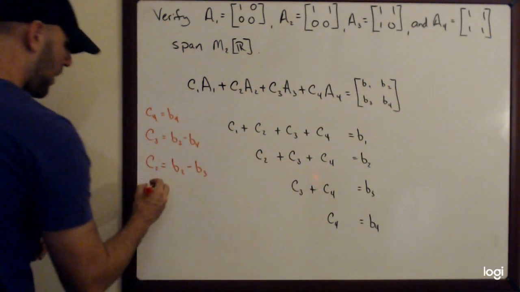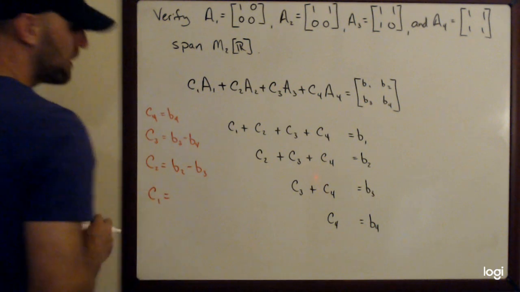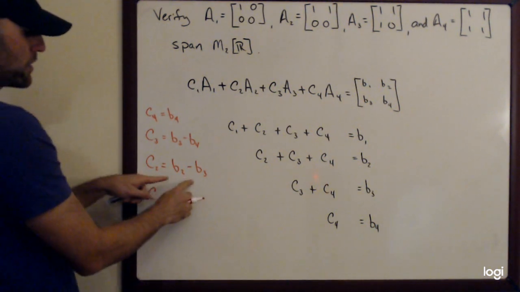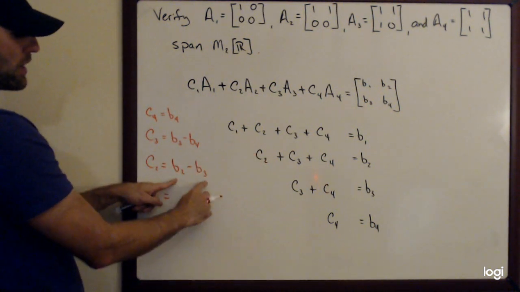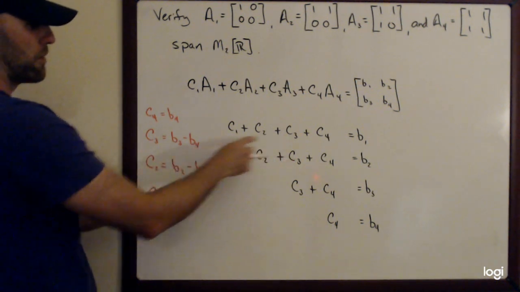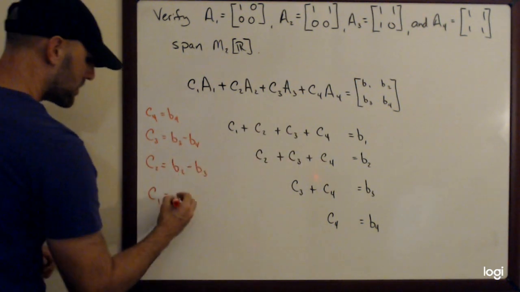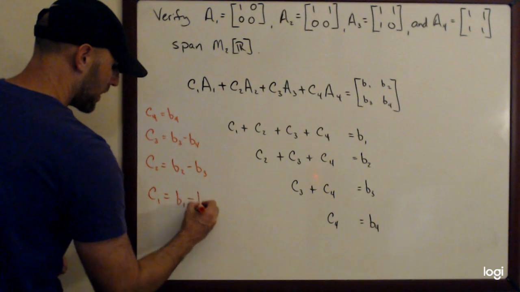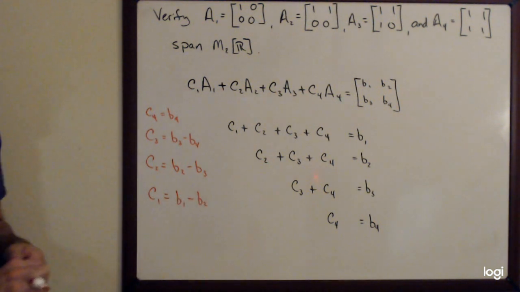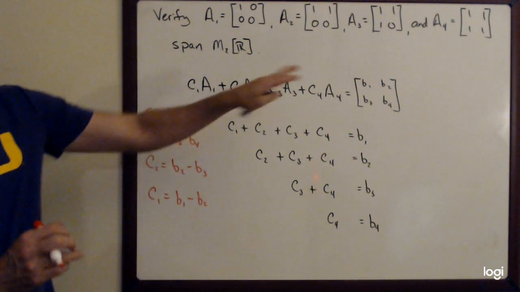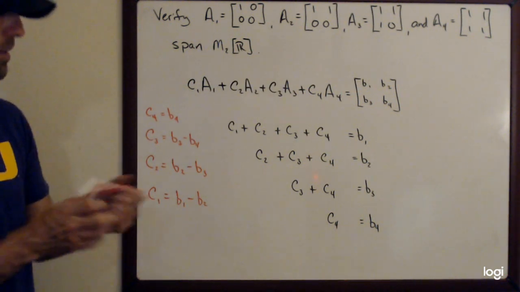And what about C1? Well, again, substituting these back in. C2 is B2 minus B3. C3 is B3 minus B4. C4 is B4. C1 is just B1 minus B2. And so if you give me any matrix you want, any matrix you want, let's do an example.